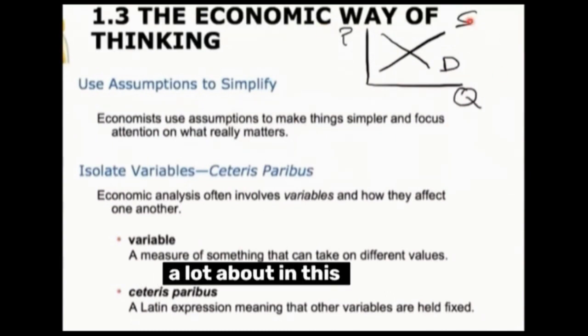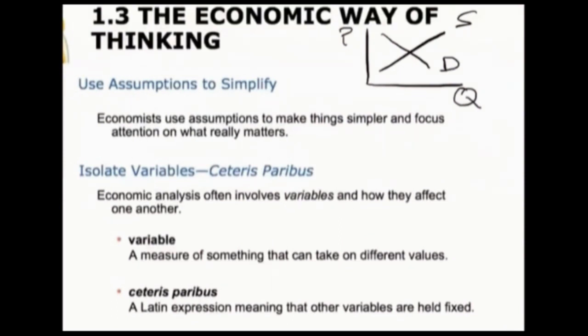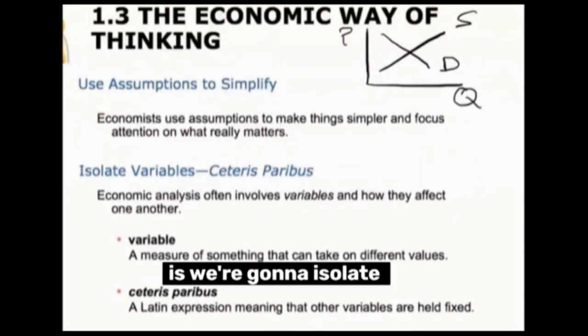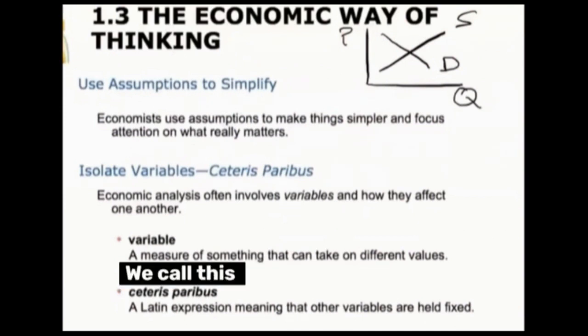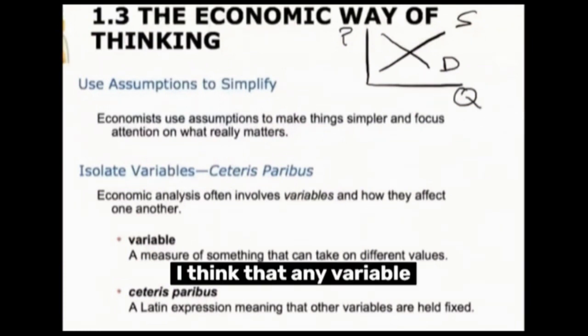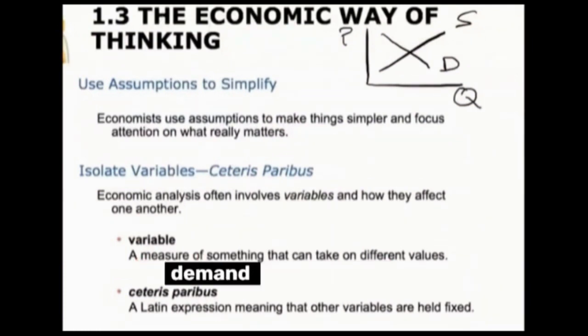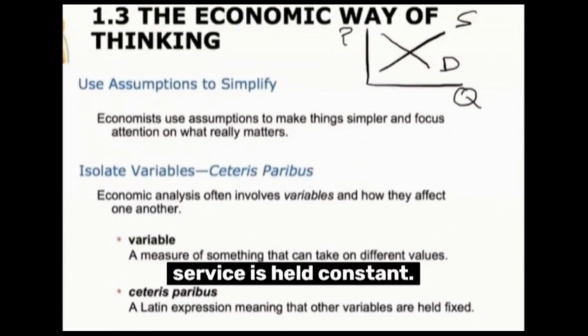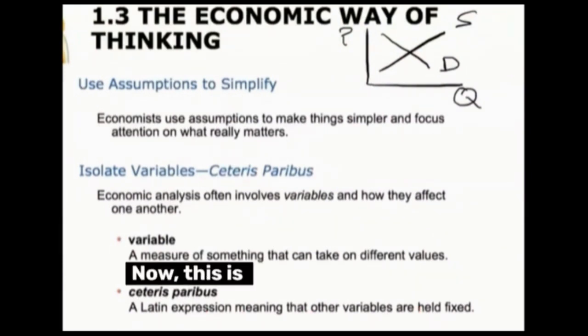Now, when we build this model, which we're going to learn a lot about in this course, we have to make assumptions to simplify how the world works. Right? One of those assumptions is we're going to isolate the variables that we look at. Right? In this model, we're looking at a variable of price and quantity and how changes in the price might affect the quantity. We call this a ceteris paribus assumption, right? That any variable that affects the supply and demand of a good or a service is held constant. So we isolate two of the variables that we're looking at, assuming everything else is held fixed.